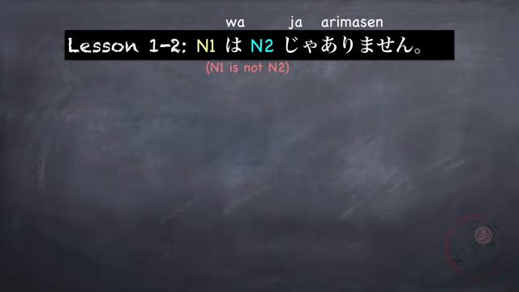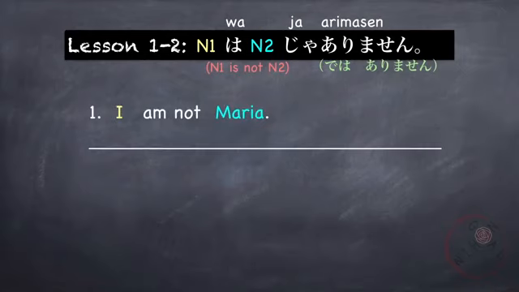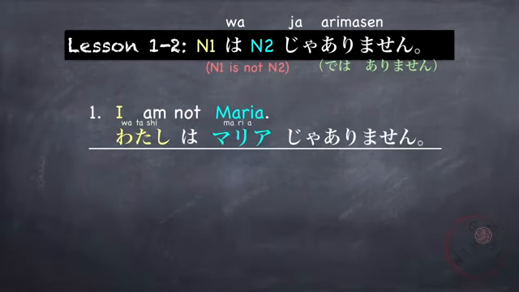In a formal situation, instead of saying ja arimasen, we use dewa arimasen. For example, I am not Maria. Using the pattern, we can say this in Japanese. Watashi wa Maria ja arimasen. If this is a positive or affirmative statement, it's watashi wa Maria desu. But since this is a negative statement, we say watashi wa Maria ja arimasen. I am not Maria. And then you can follow this by a positive statement, which is watashi wa Rose desu. I'm not Maria, I am Rose.